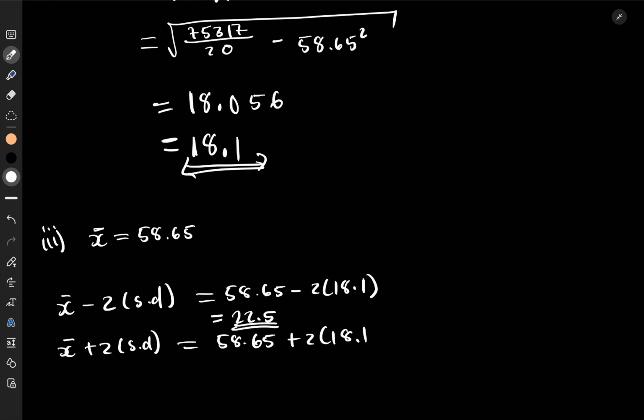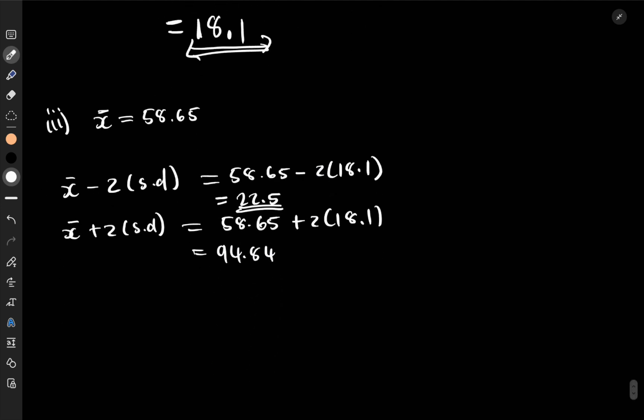22.54, which is just 22.5. So if anything is less than this, then it's going to be an outlier. Now 58.65 plus 2 standard deviations, 2 times 18.1. This becomes 94.85.